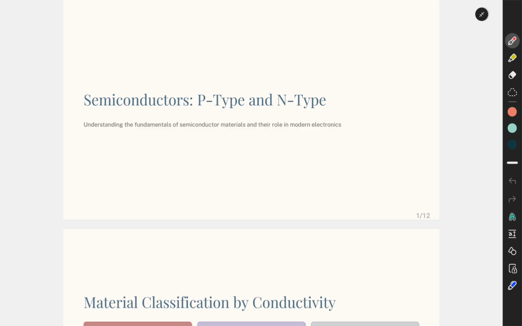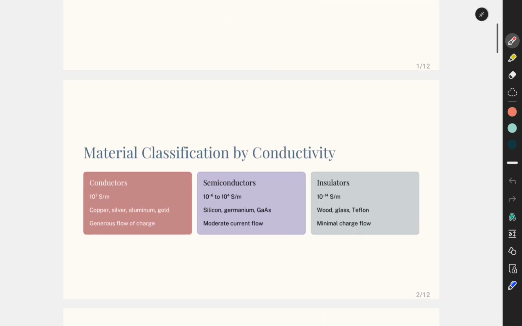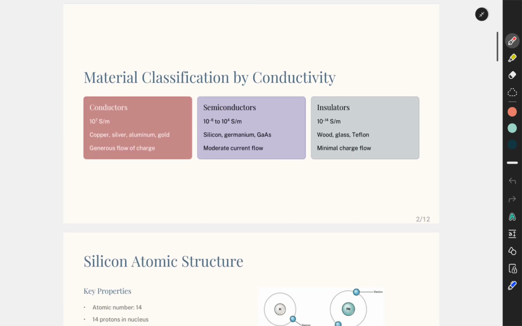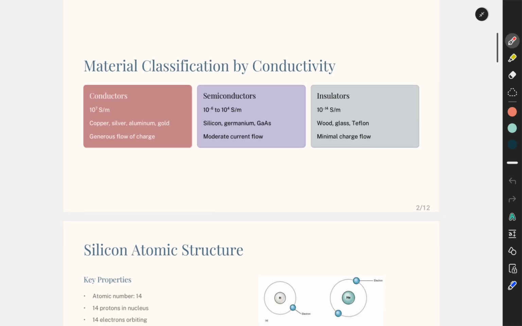So in this session we learn about the semiconductor materials. Semiconductors, as we know, are used in electronics. To understand why semiconductors are used in electronics, let's first see the classification of materials.